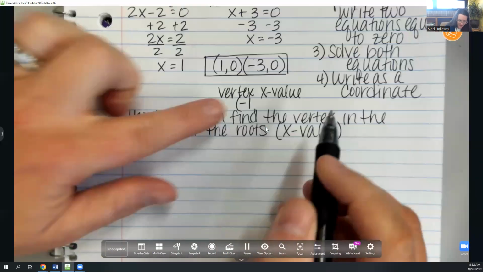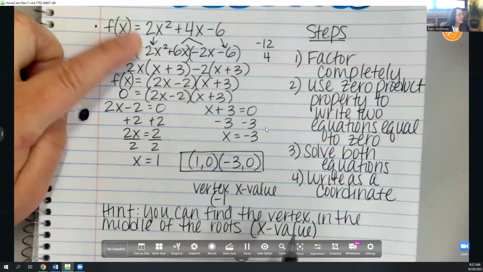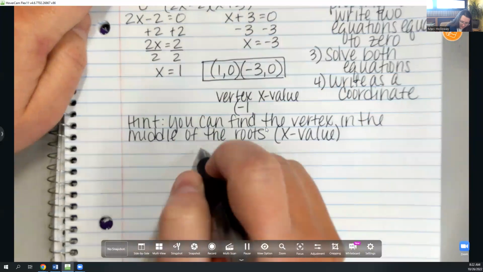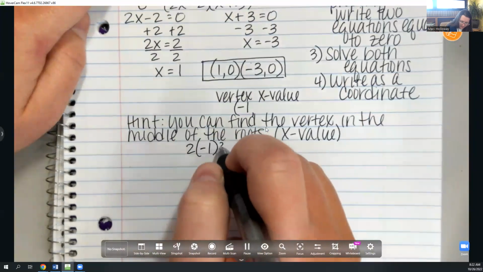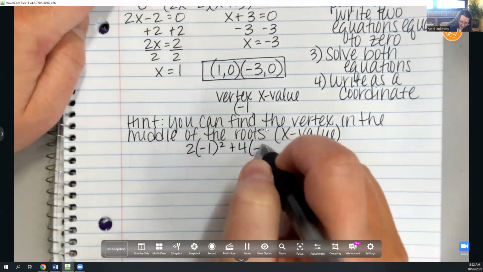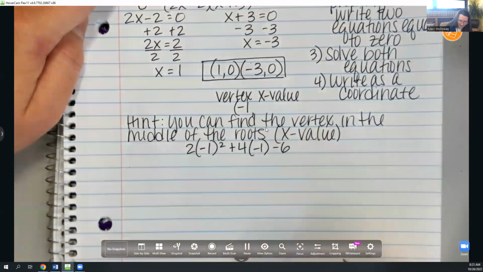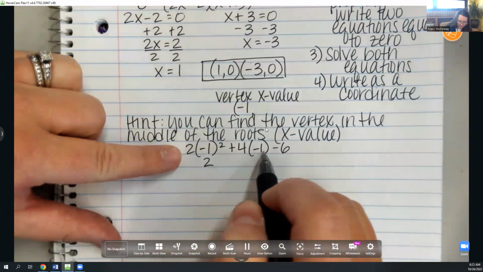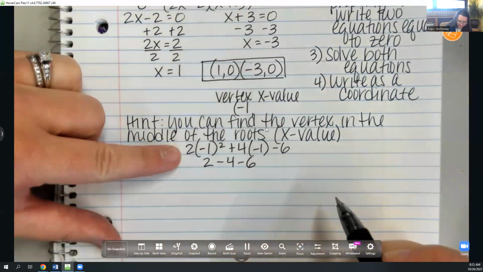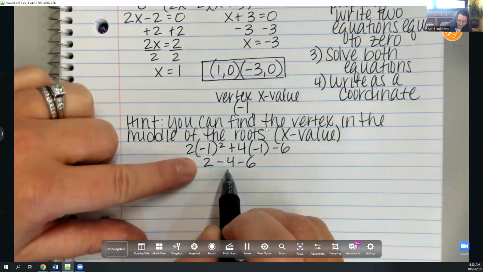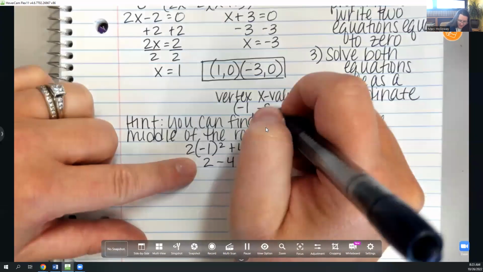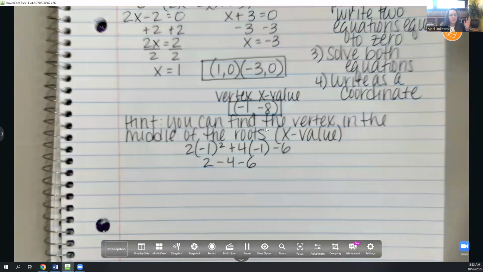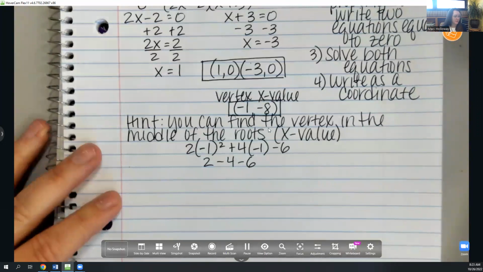I could take this negative 1 and plug it back into my function up here and do 2 times negative 1 squared plus 4 times negative 1 minus 6 and find my y value. Negative 1 squared is 1 times 2 is 2. That's negative 4 minus 6. 2 minus 4 is negative 2. Negative 2 minus 6 is negative 8. And that's exactly what we saw on our graph. So we can find the vertex by finding the midpoint of those roots, which is kind of cool.